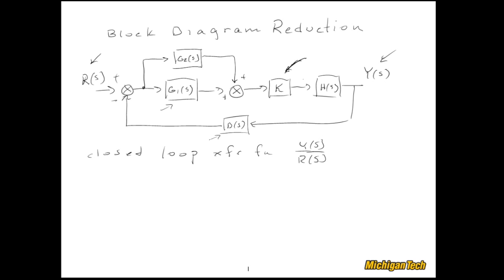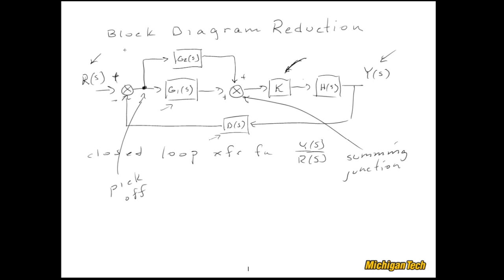And so the goal could be to find some value of k to make sure that y of s, the output, responds in some specified way to an input r of s. A couple bits of terminology before we get started is we call these points pick-off points. So let me draw an arrow down there and say pick off. So that just means that that signal tees off at that point into G1 and G2. Pretty straightforward. This is called the summing junction. And that allows multiple signals to combine. Here there's a couple summing junctions.